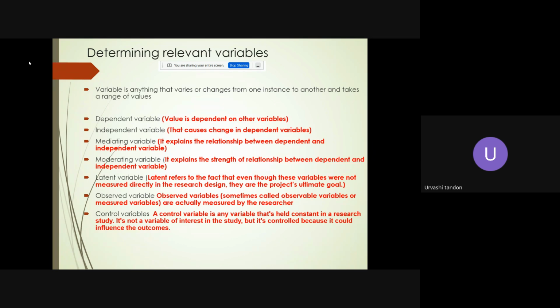Mediating variables means, let's say, I'll give you a simple example, workation. I hope you all understand what workation is.